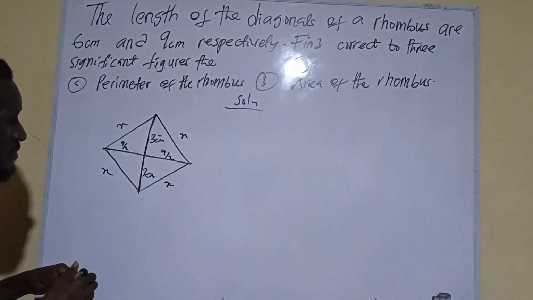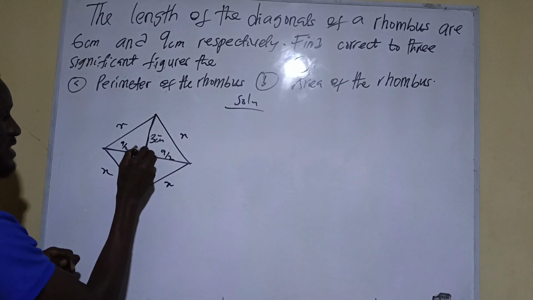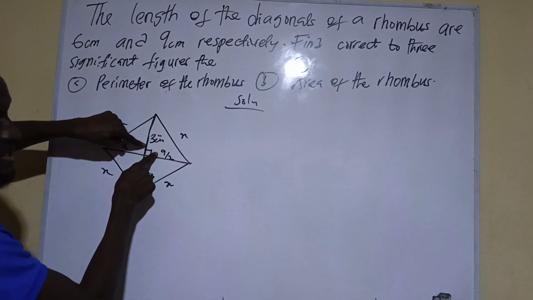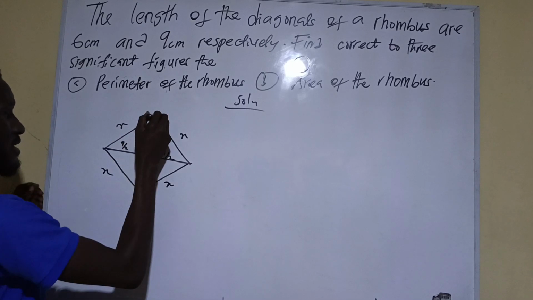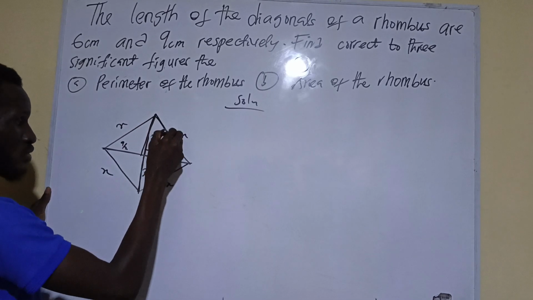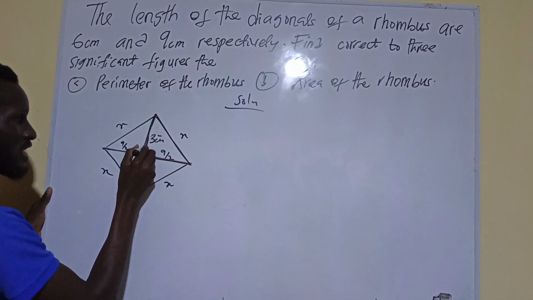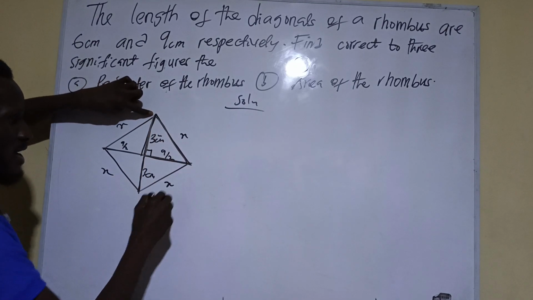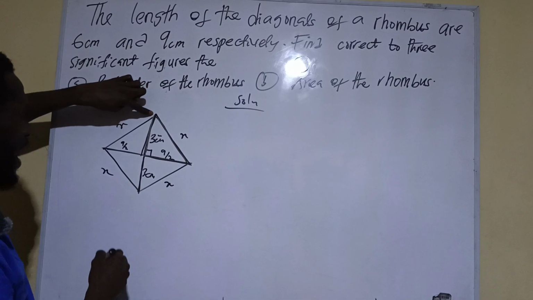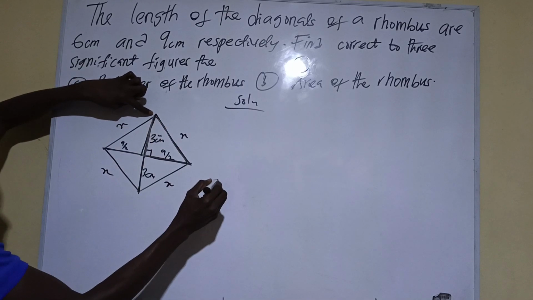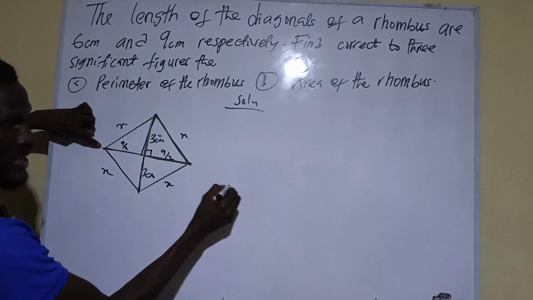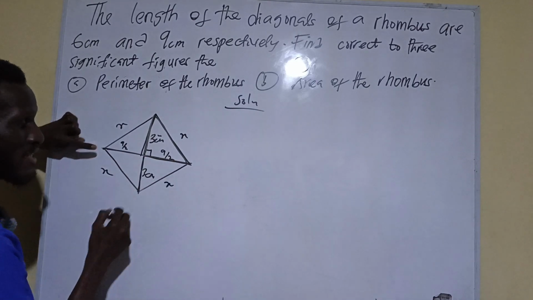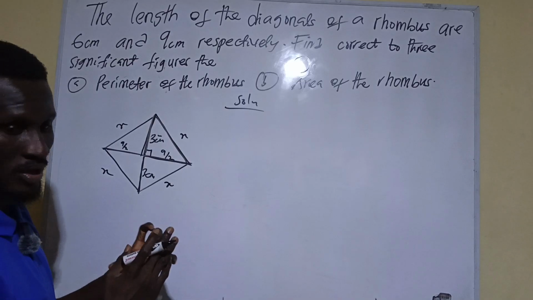Now, this one forms an angle of 90 degrees. You get it? So therefore, this becomes a Pythagoras theorem, where the side of the rhombus becomes the hypotenuse. Don't forget, the answer we get for this one is the same answer for the other sides. This line divides the diagonals into 2. Open your eyes well.